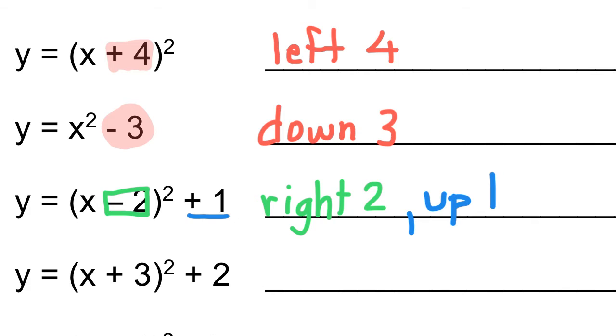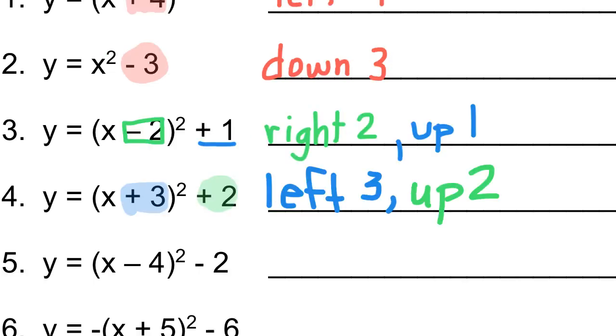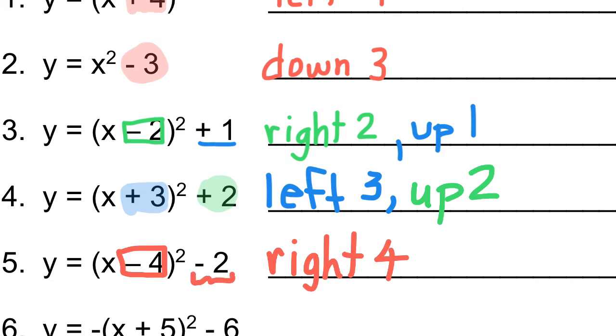Try number 4 on your own. Please pause the video here. Number 4, the changes to the quadratic parent function would be left 3 and up 2. Now let's look at number 5. It shows minus 4 inside the parentheses, so that would be a movement of right 4, and then minus 2 would mean that it shifts down 2.